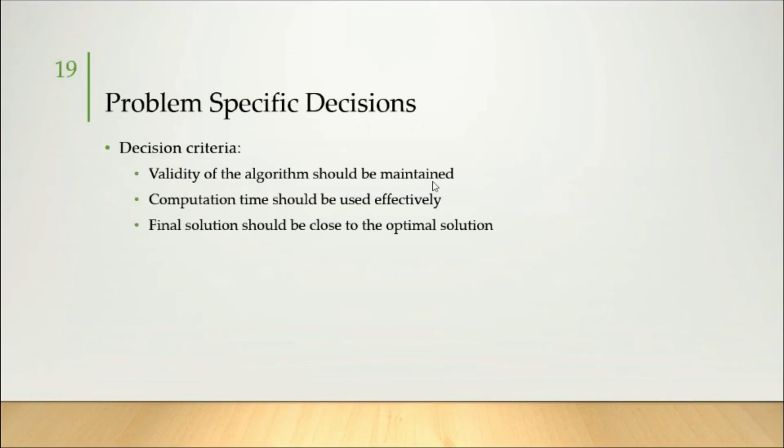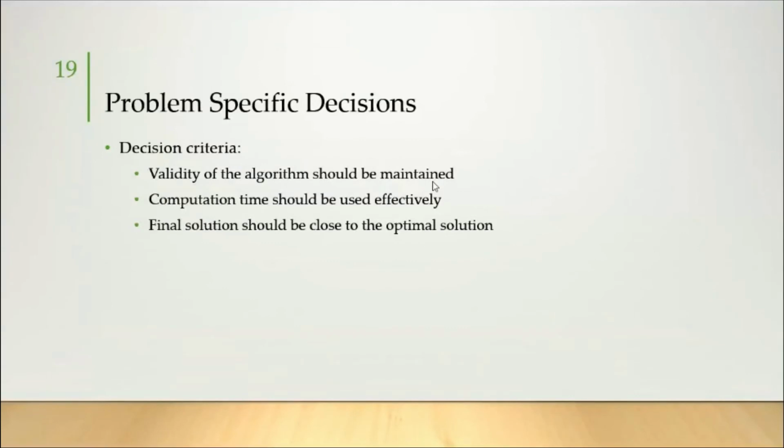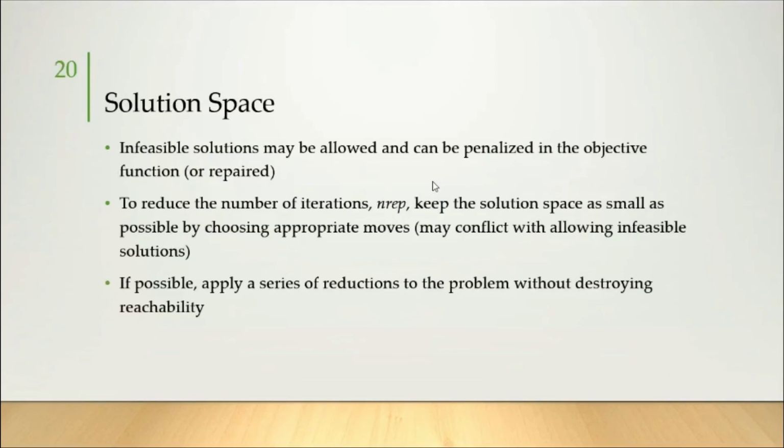For the decision criteria, the validity of the algorithm should be maintained. That is, when we are taking the problem-specific decisions, the validity of the algorithm should be maintained, the computation time should be used effectively, and the final solution should be close to the optimal solution. Those are the three conditions to keep in mind while making problem-specific decisions.